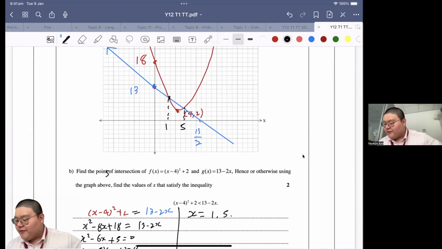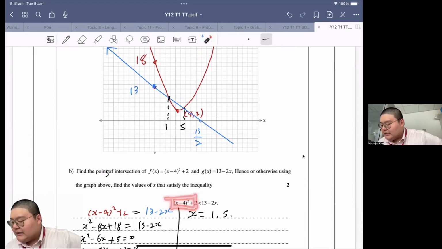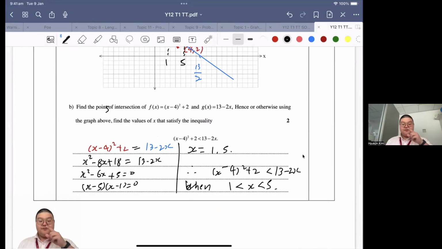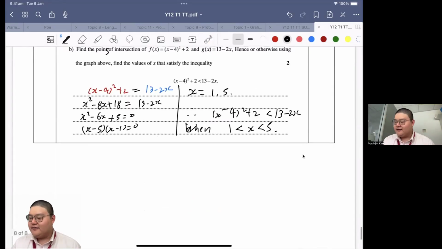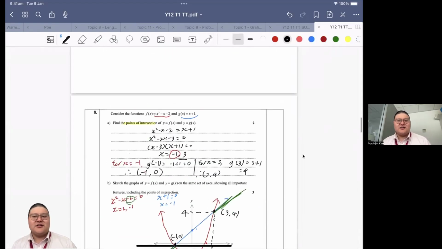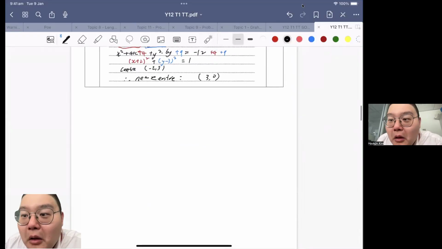So we're looking for the values where the parabola is less than the linear, which is strictly between 1 and 5. Therefore, x minus 4 squared plus 2 is less than 13 minus 2x, when x is strictly between 1 and 5. Use interval notation if you want, that's fine. Is that it? Oh my God, this was a short test. Took you guys long enough? Jeez. I have to turn this off.